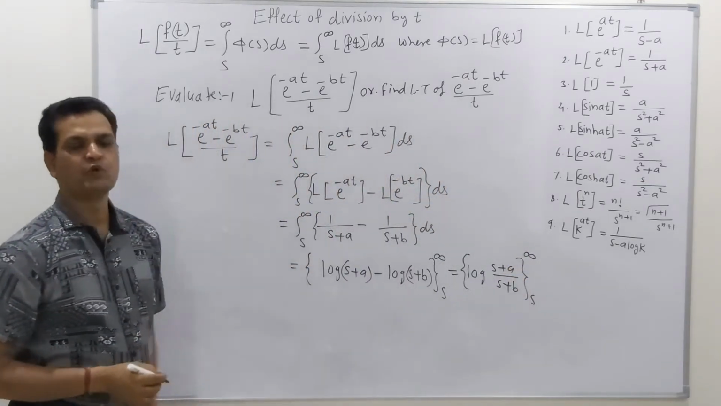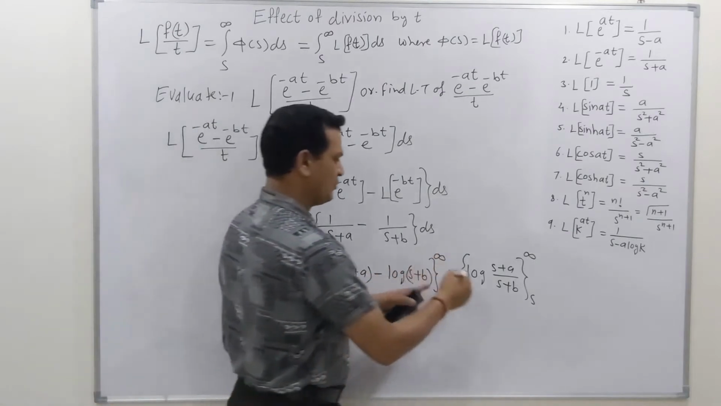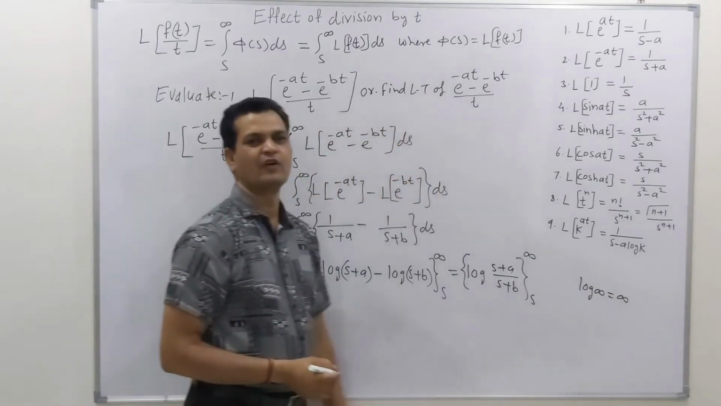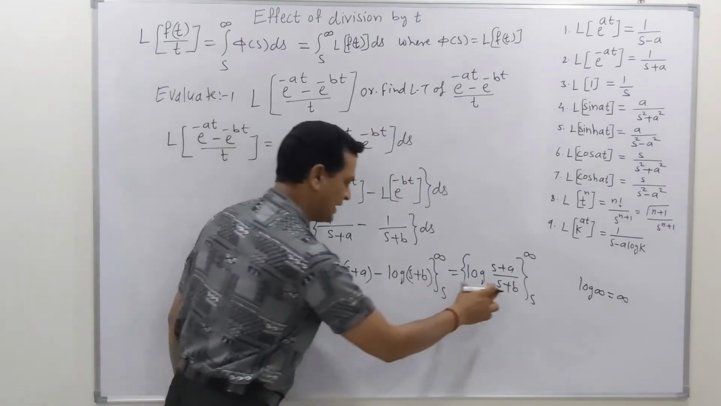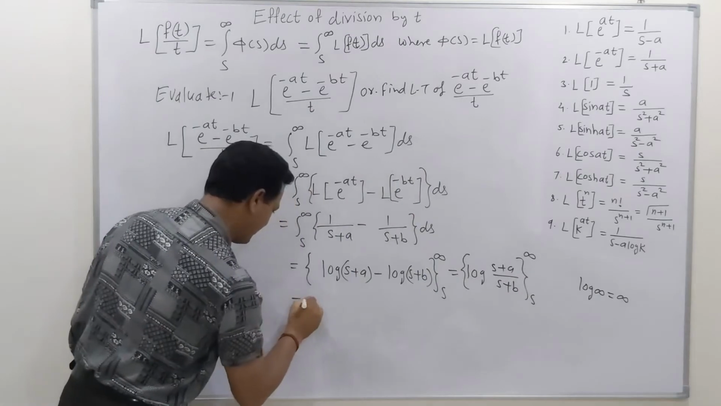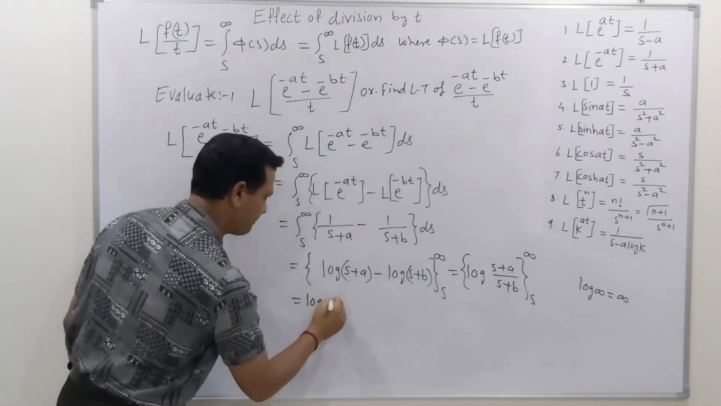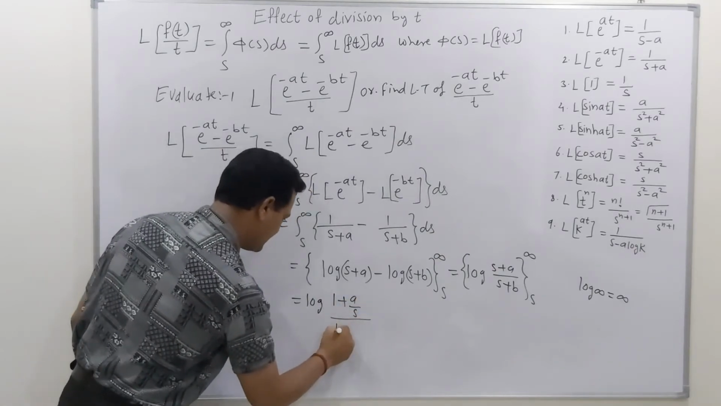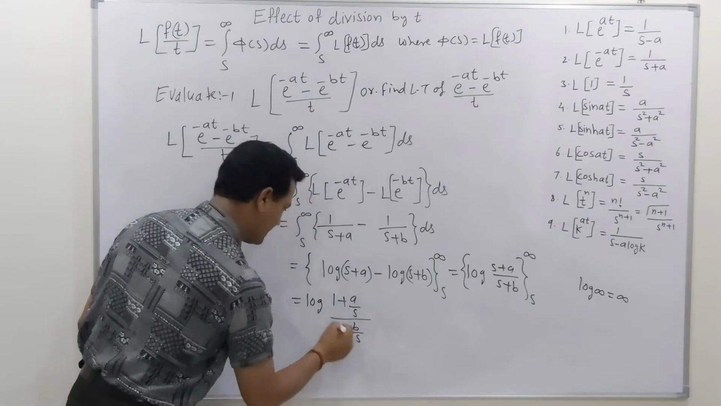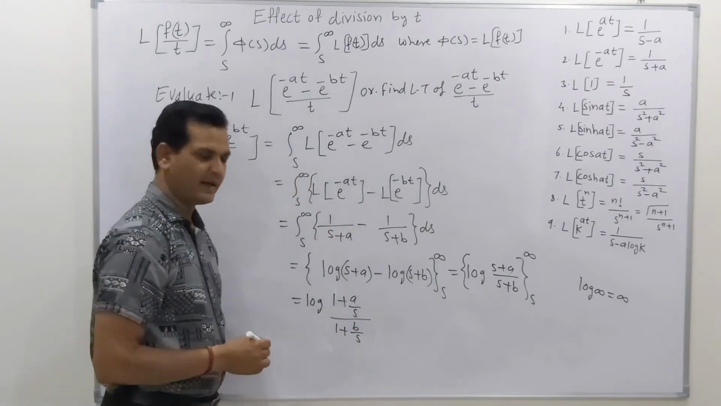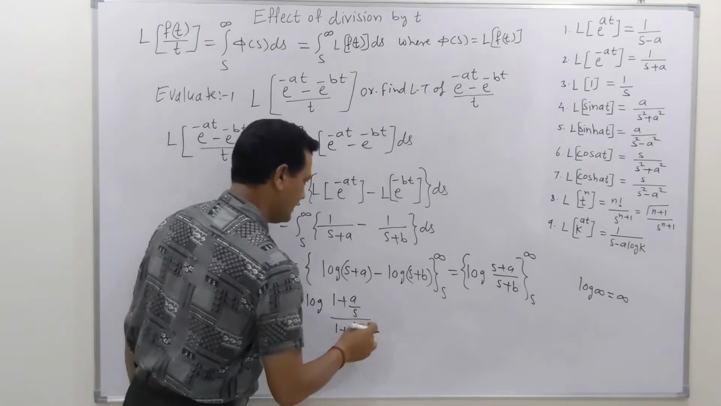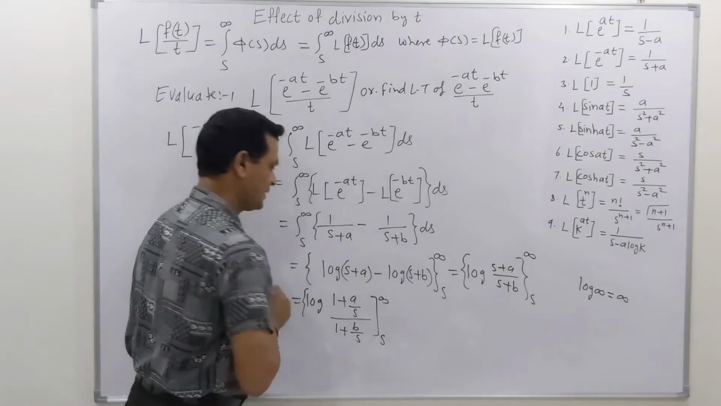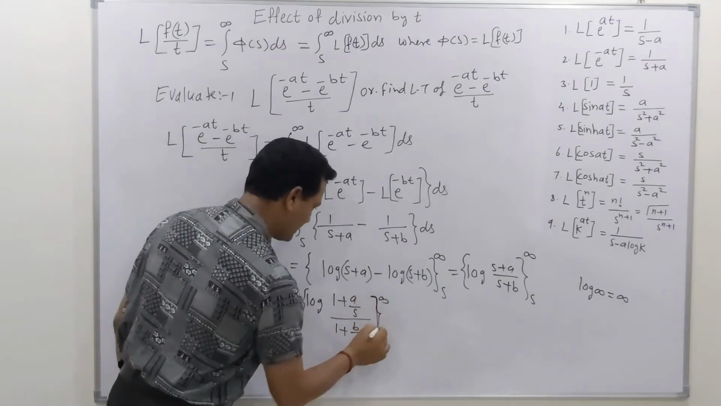Friends, when we put the value of upper limit as infinity, we get log of infinity, and the value of log of infinity is infinity. So we can adjust this term in such a way that we get log of (1 plus a upon s) divided by (1 plus b upon s). So after dividing by s, its limit is s to infinity.